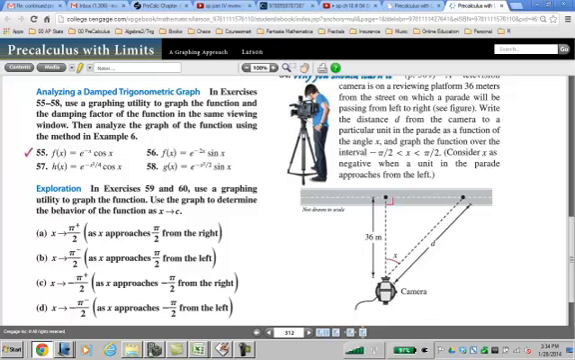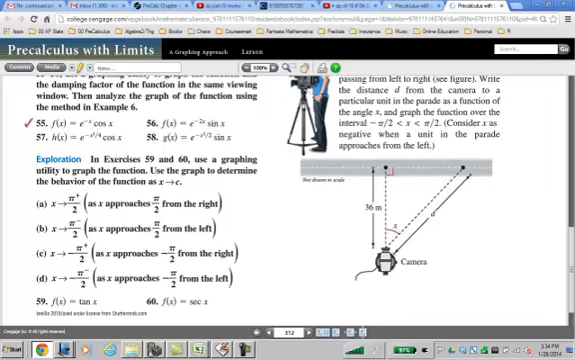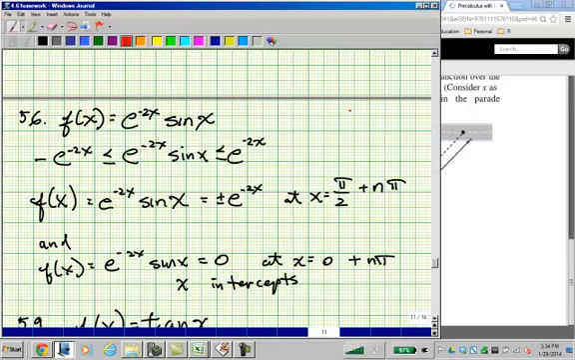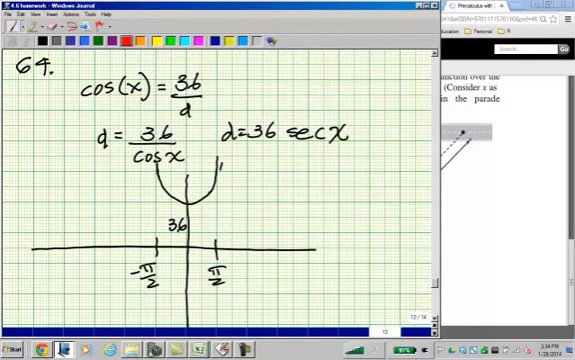Now, write the distance d from the camera as a function of angle x, and then graph the function over the interval of negative pi over 2 less than x less than pi over 2. Okay, so let's do that. So let's go back to our thing here. I did make the graph by hand, but we'll do it on the graphing calculator as well.